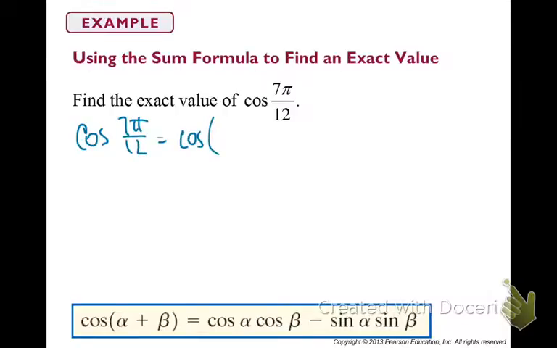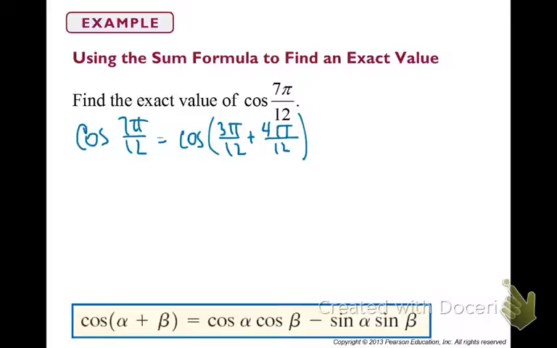So, for example, if I have a 7 pi over 12, I'm going to break that up into a 3 pi plus the 4 pi. So 3 pi over 12 plus 4 pi over 12. Well, why did I do that? I did that because I know that 3 and 4 are factors of 12, and I know that I will be able to reduce these down.